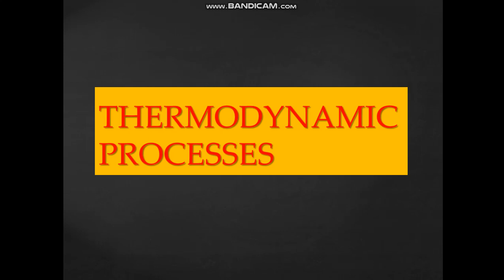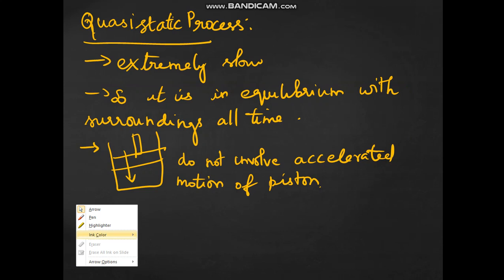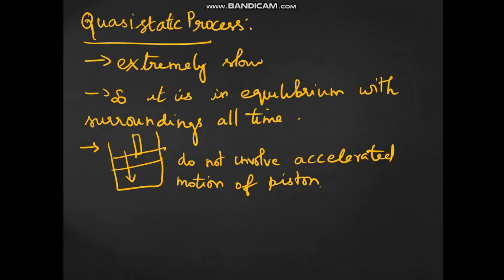In this video, we will see the concept of thermodynamic process, that is the types of thermodynamic process. First type of thermodynamic process is a quasi-static process. So what is a quasi-static process? The process which is extremely slow is a quasi-static process. Since it is extremely slow, it is in equilibrium with surroundings all the time. So the process which is in equilibrium with the surroundings all the time is known as a quasi-static process.